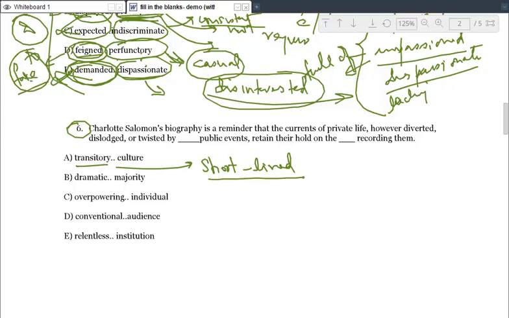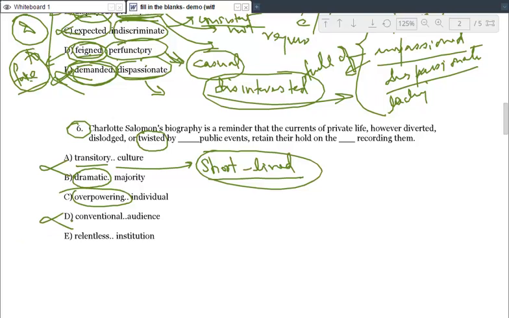It is short-lived, right? So it is twisted by short-lived public events or dramatic public events or overpowering public events. I mean, you are talking about twisting, right? A powerful thing can twist you, or a short-lived thing can twist you. People, please give me the answer. A short-lived thing will twist you, or a powerful, dramatic or overpowering thing will twist you. So can I say that A goes out?